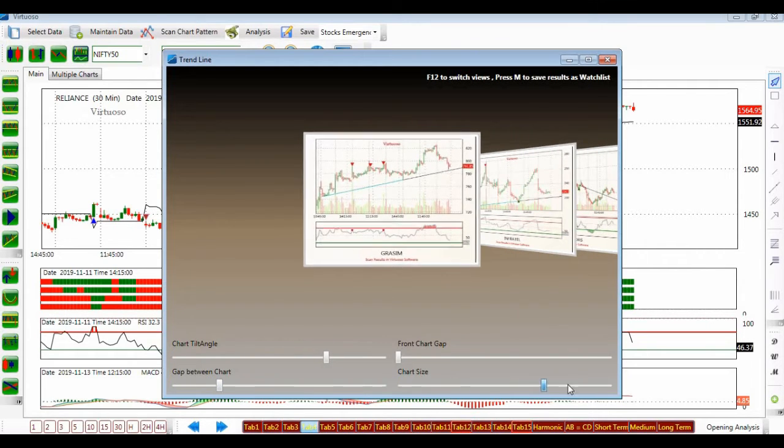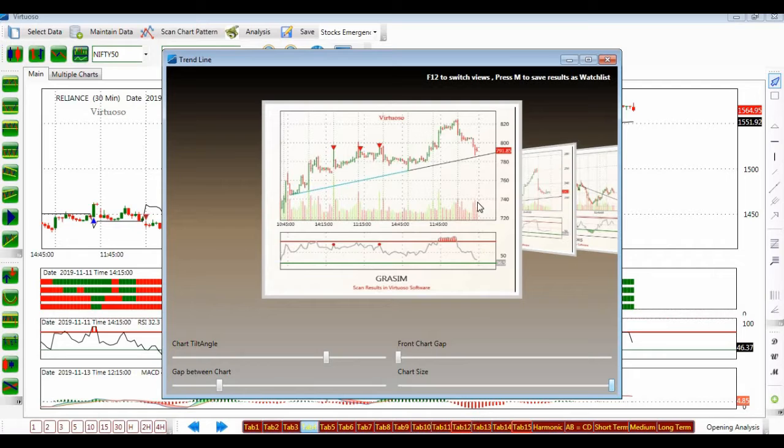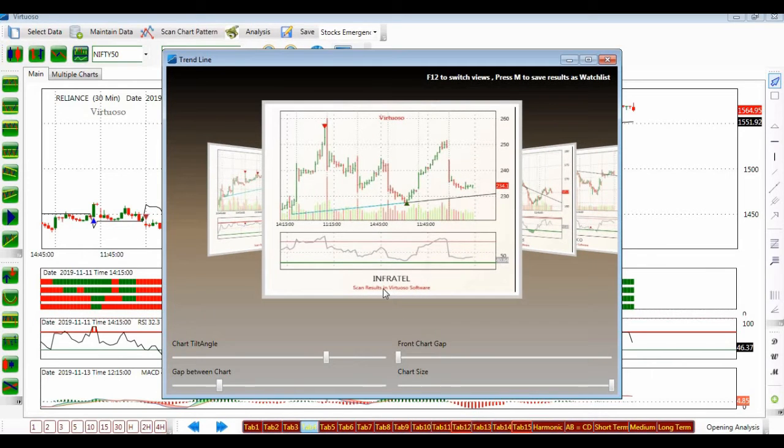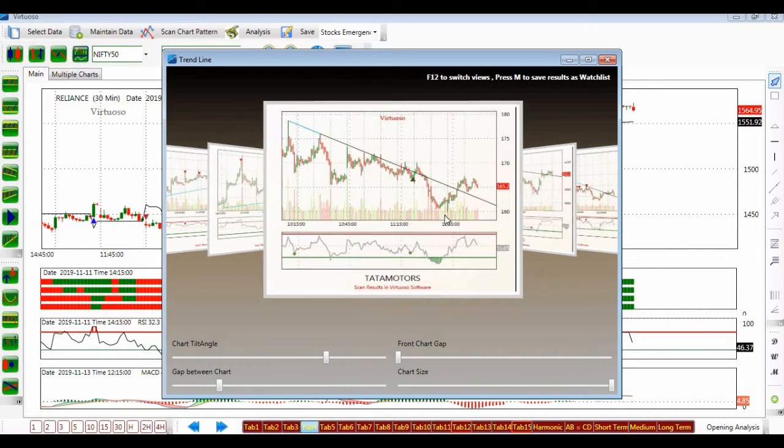Chart size you can put here. So this is the chart size. Okay, so Grasim is where it is making a trend line automatically. So this is the time for Grasim. It could bounce back from here. If you select the next one, it's showing Infratel, which is again making a trend line. This is the trend line for Tata Motors.